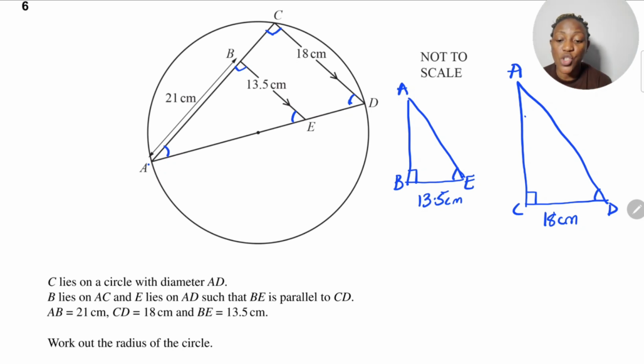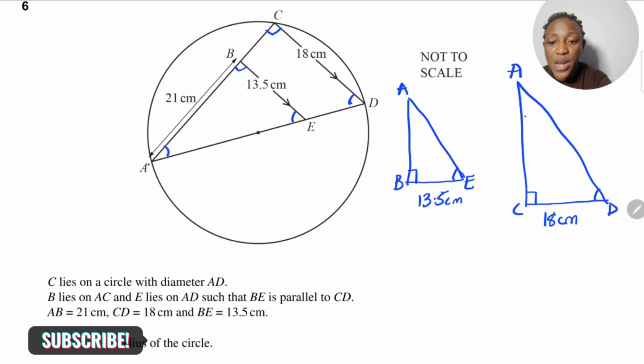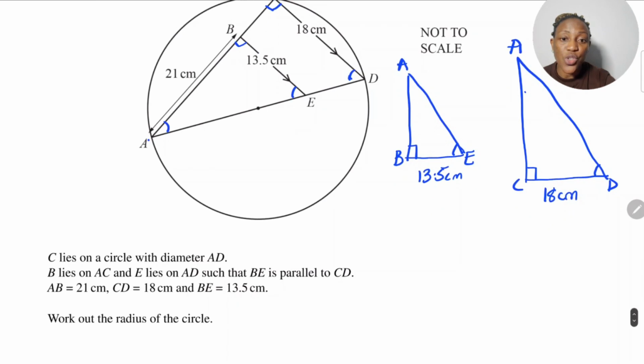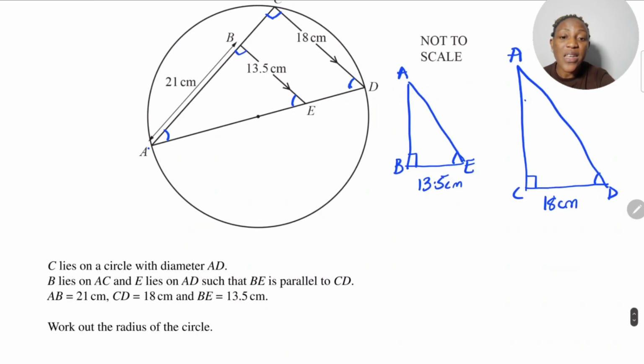What really is the question? We are asked to work out the radius of the circle. The radius of the circle will be half of the diameter of the circle, and we know the diameter is AD. So all we need to plan to do here is to find the diameter of the circle. The moment we can find the diameter of the circle, then we'll half it, and then it will be our radius.